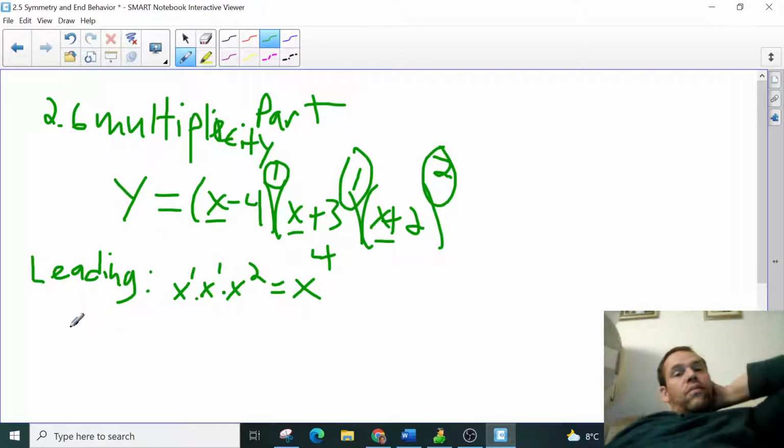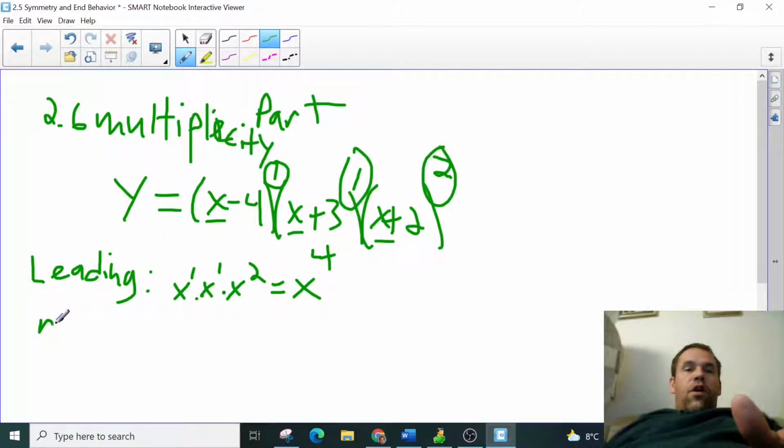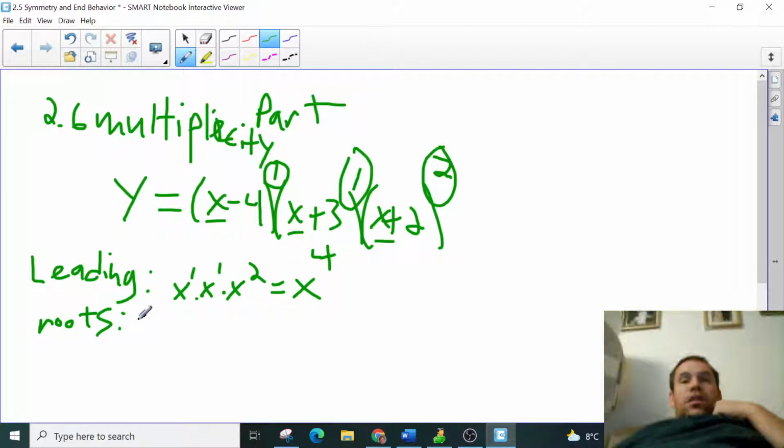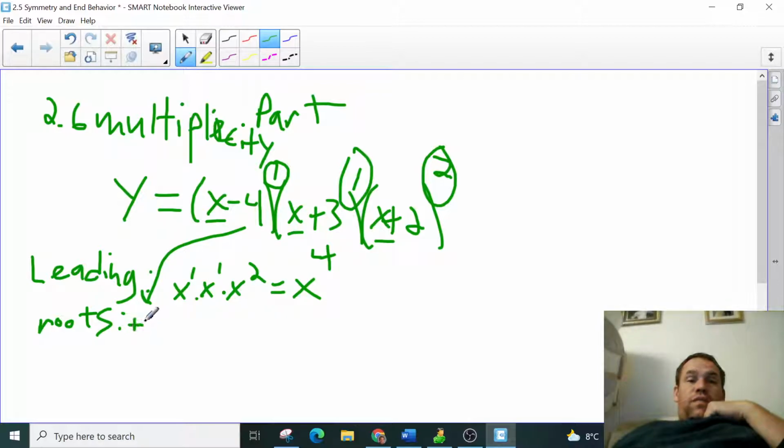Next question. So it's going to ask for r for roots. So what are the roots on this function that we gave you? And what are the multiplicities? So the roots here we're going to grab is that negative 4. And so it's actually going to become a positive 4.